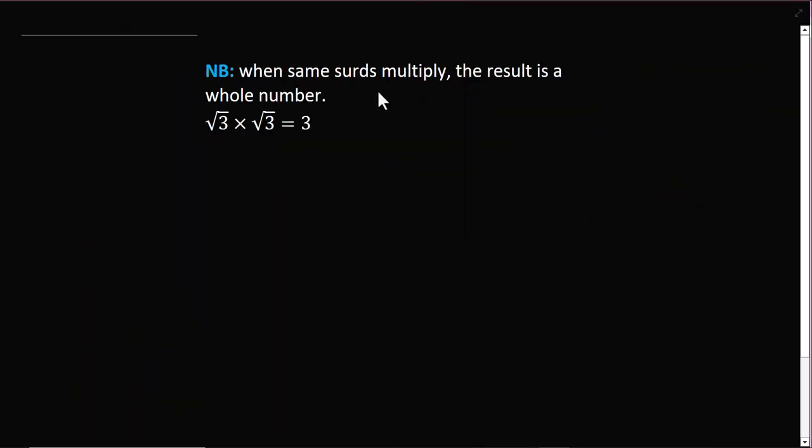Now, when same surds multiply, the result is a whole number. So let me show you this. When we have surd 2 multiplied by surd 2, the result is just 2. That's the whole number. So let's prove this.